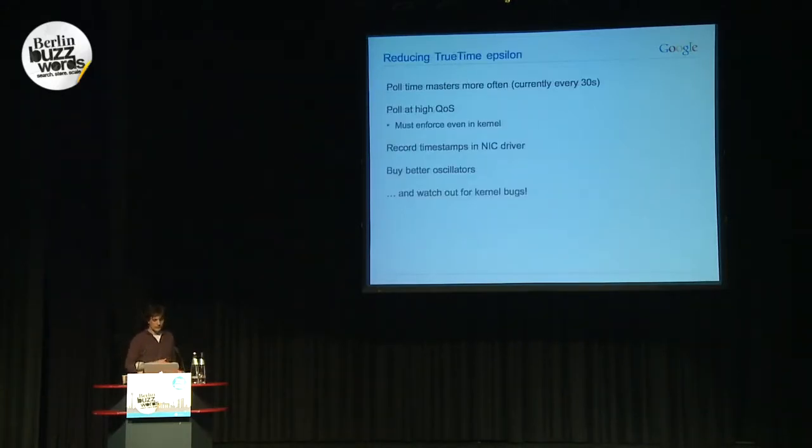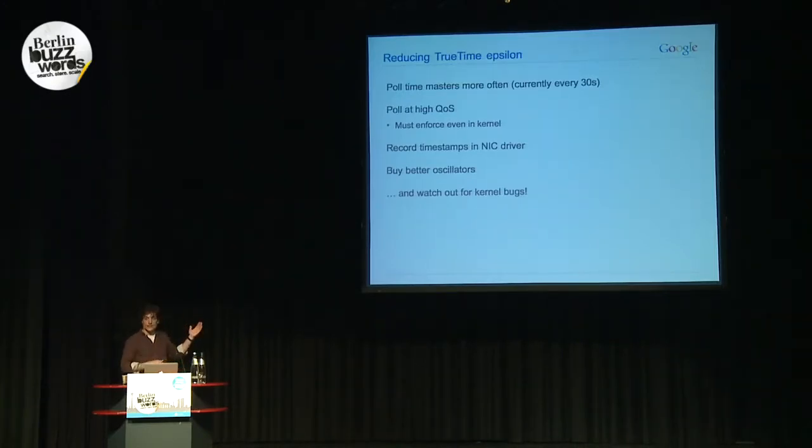Some things you can do to reduce that epsilon. You can poll the time masters more often. You can poll at higher quality of service. Even in the kernel, there are buffers big enough for very large bandwidth delay products, and you can end up buffered for a sizable amount of time on the scale of millisecond epsilons in the kernel. So you have to make sure that you get to jump past those queues.